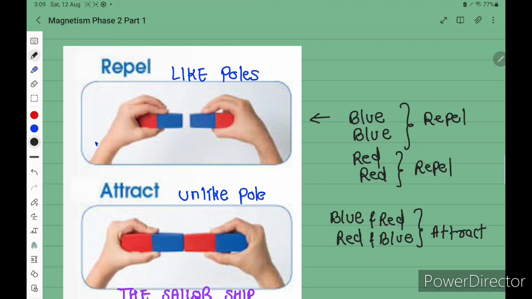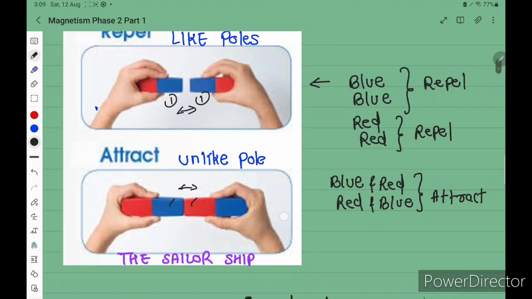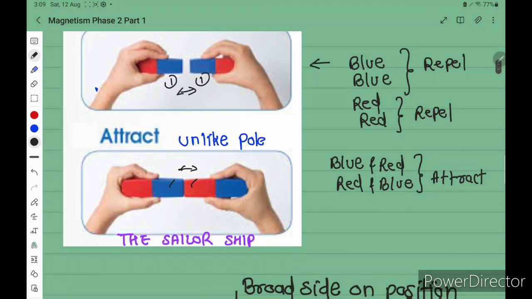So like this, if you understand, this is a male coupling and this is also a male coupling, so they will repel; they will not attract each other. But when it is male and female coupling, they will attract each other. Like on board we are doing this hose connection, red and male and female coupling, so you can understand this also.